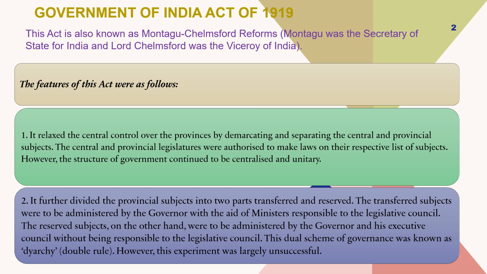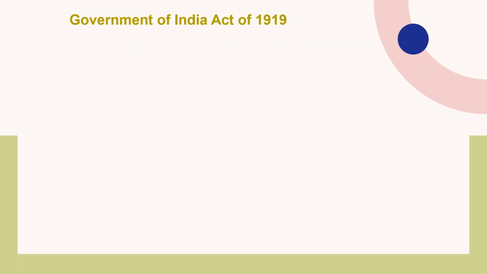But the reserved subjects, on the other hand, were to be administered by the governor and his executive council without being responsible to the legislative council. This dual scheme of governance was known as diarchy. That's a double rule. However, this experiment was largely unsuccessful. Government of India Act of 1919 introduced for the first time bicameralism and direct election in the country.